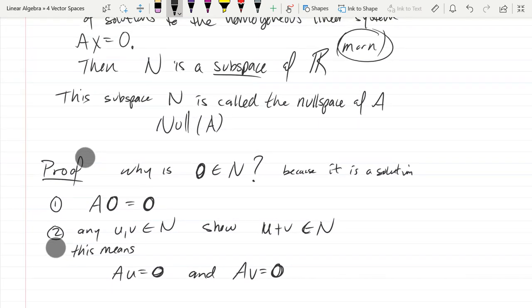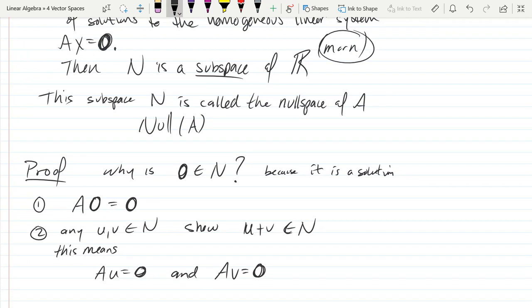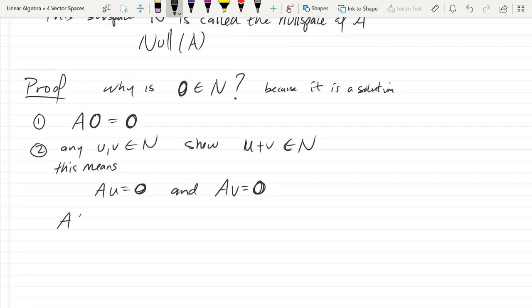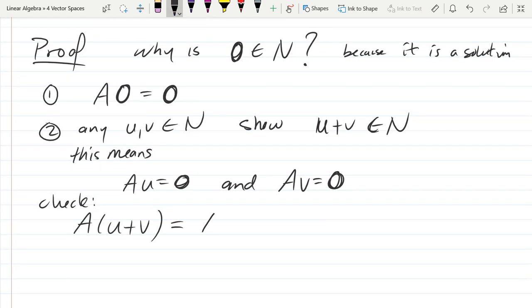And when I say 0, I mean the 0 vector. I don't think I made that clear up above. This is the 0 vector over here, and this X is also the vector X. So we know that the matrix A times U is a zero vector, and the matrix A times V is a zero vector. Now we're going to check, what is A times U plus V? What algebraic property can I use? Eventually this better equal zero, or we're in trouble. If it equals zero, that means we're still inside the set N. So we're trying to show this is the zero vector. What algebraic property can I use here? AU plus AV. Distributive property.